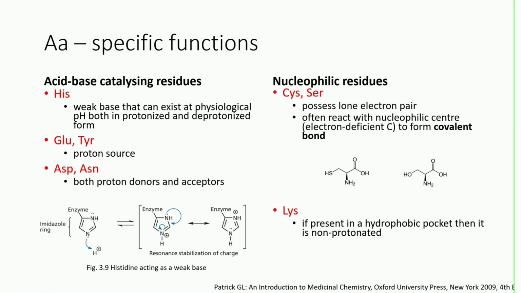There are specific functions for some amino acids. We have already mentioned histidine as a relatively weak base. So it can be, at physiological pH, ionized or non-ionized, which is depicted in the picture below on the left side. Glutamic acid and tyrosine can act as a proton source.